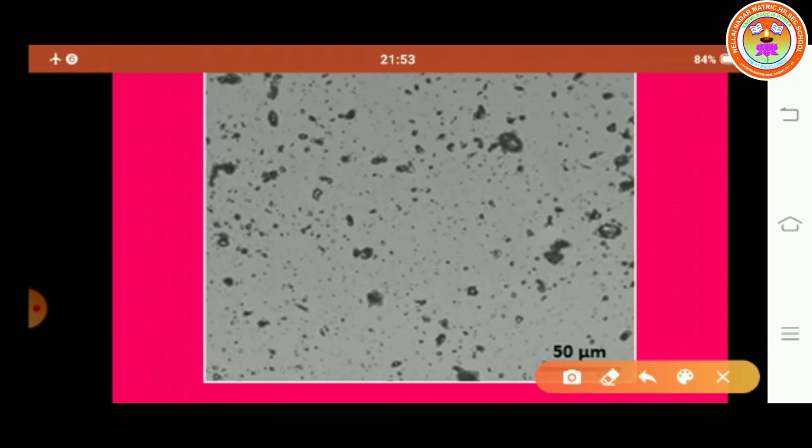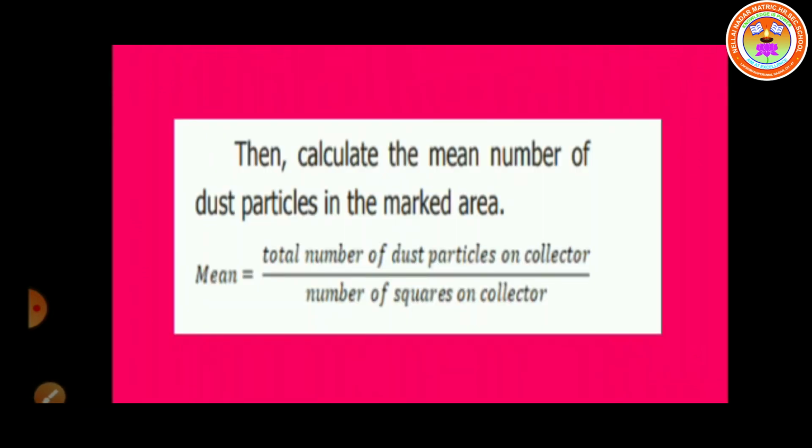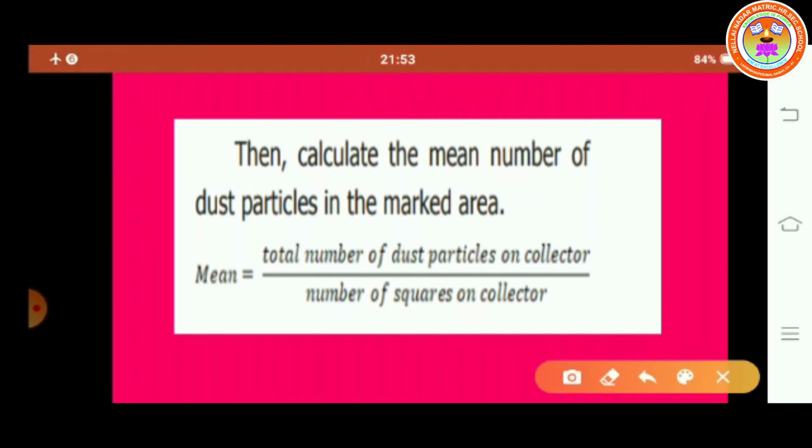Using a magnifying glass at the dust collector, we can see something similar to the diagram here. Then calculate the mean number of dust particles in the marked area. The formula is total number of dust particles on collector, collector meaning that graph sheet, divided by number of squares on collector. Okay, so what is the formula we are using to calculate the mean number of dust particles? Total number of dust particles on collector divided by number of squares on collector.